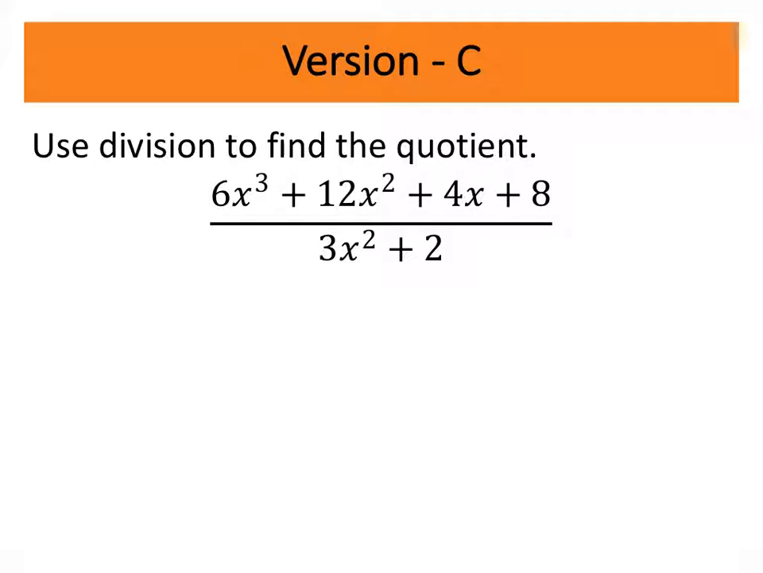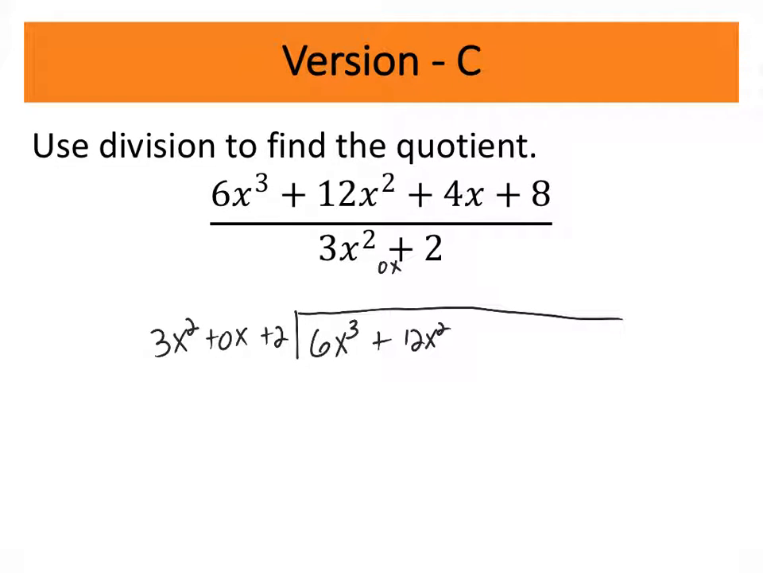Last but not least, I want to redo this division problem with the long division method. Same ideas here. I still have that 0x, so I've got 3x squared plus 0x plus 2 is the thing I'm dividing with, and then the thing I'm dividing goes underneath: 6x to the third, 12x squared, 4x, and 8. I think something times 3x squared gives me 6x to the third. It's got to be a 2x.